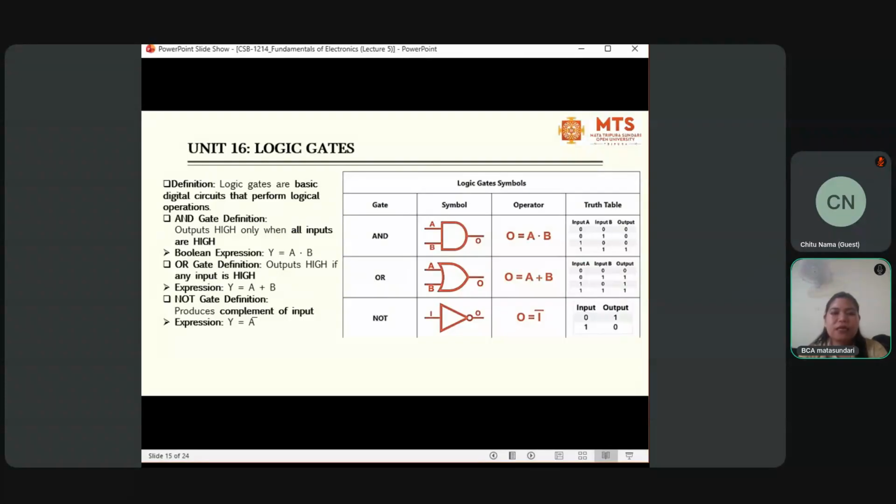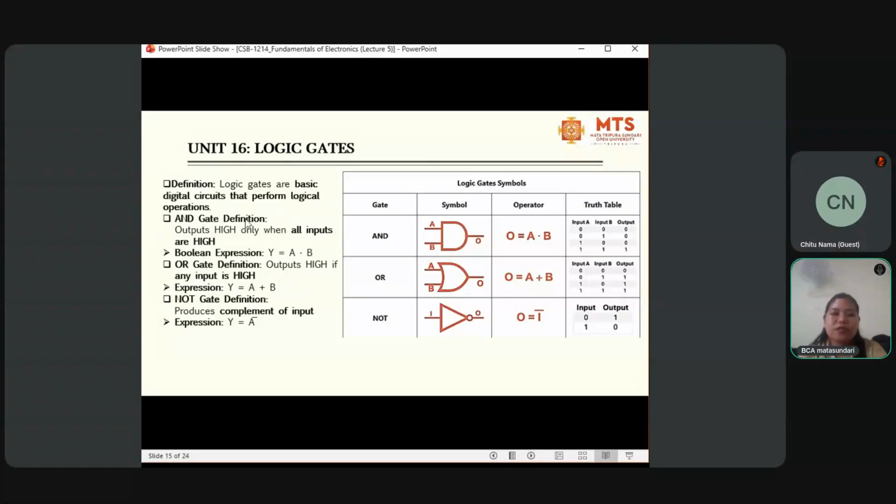So now logic gate. Let's understand what is logic gate. Logic gates are basic digital circuits that perform logical operations, right? Here I have given logic gate symbols, you see. This is the gate name, AND or NOT. AND symbol like this, A, B, output equal to A dot B. AND means multiply, right?